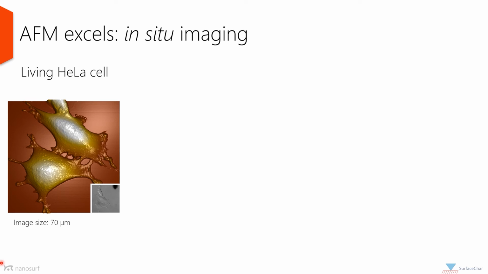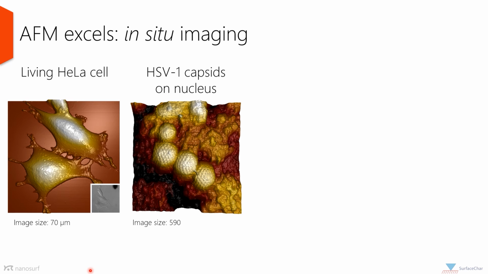Then we can go a length scale smaller. We can image virus capsids adsorbed to an intact nucleus. This is a 5 micrometer big soft nucleus to which these capsids are adsorbed, and we can nicely resolve the structure of the capsids adsorbed to this nucleus.